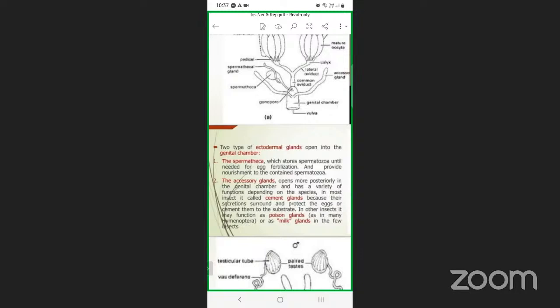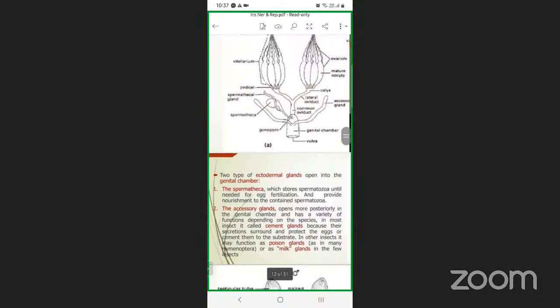So vitellogenesis is the last one we will explain in the female reproduction. That is vitellogenesis in Drosophila.